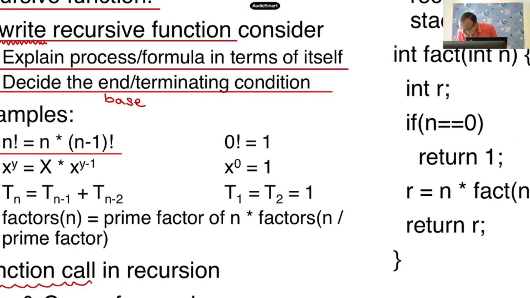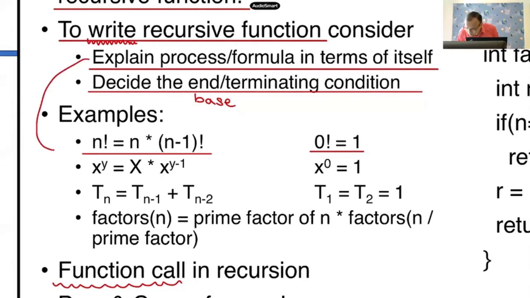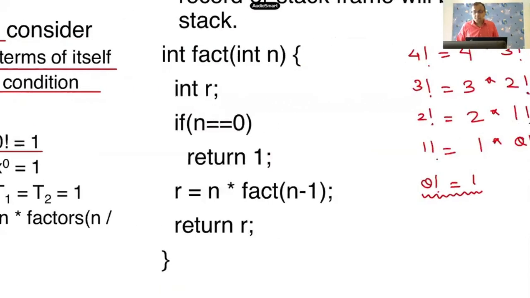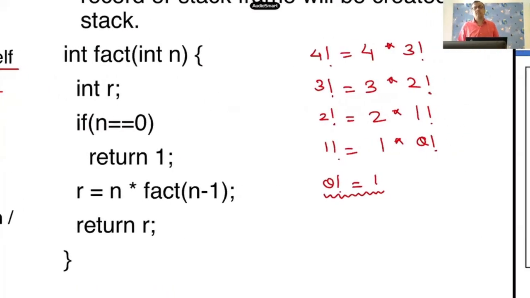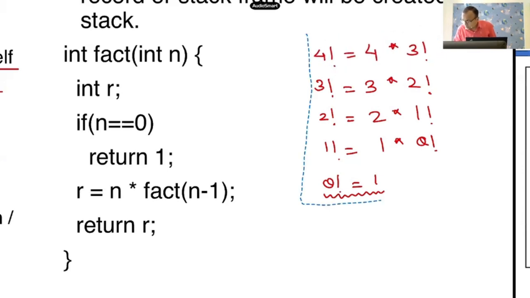So I'm saying that this one is nothing but the base condition. So if you find that, explain the process in terms of itself when you're talking, I'm talking about this. And the second thing, when you say base condition or terminating condition, I'm talking about this. At the beginner level, we always say, so how to find out the terminating condition? At the beginner level, you find a terminating condition by doing some paperwork.